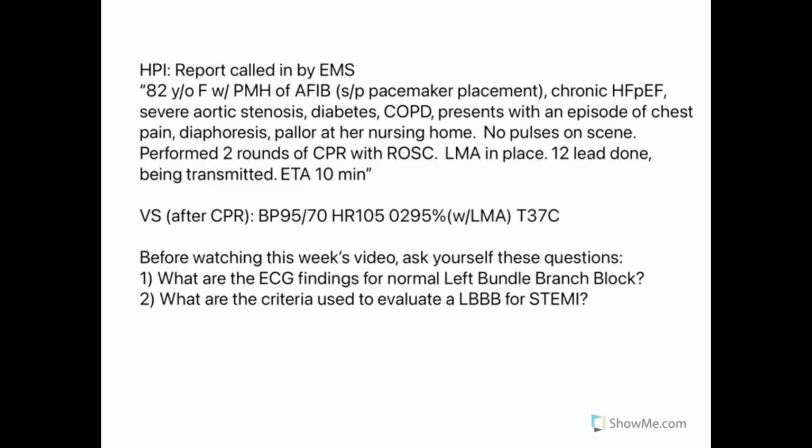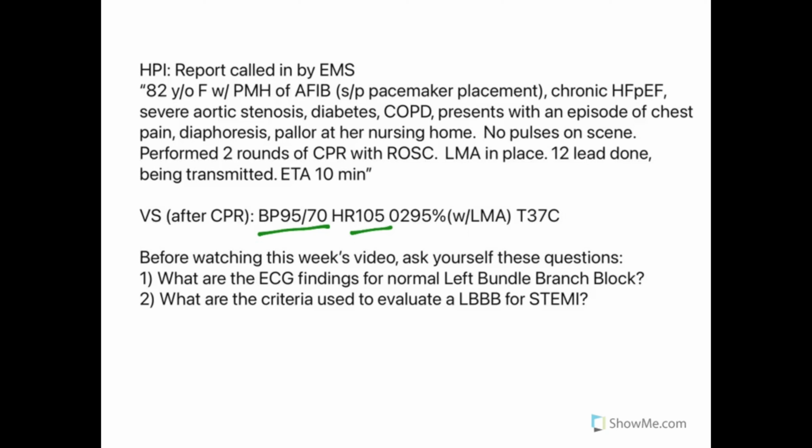They arrived to the scene. She had no pulses. They did 2 rounds of CPR and got ROSC. She has an LMA in place for an airway. They did a 12 lead and it's being transmitted. ETA 10 minutes. Her vital signs after CPR: she had a blood pressure of 95/70. She's a little bit tachycardic with a heart rate of 105. She's being bagged with her LMA satting 95% and a temp of 37 Celsius.